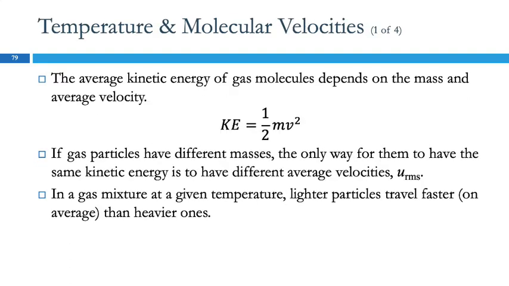So let's talk about the relationship between the temperature of a gas and the molecular velocity. This is a general equation for kinetic energy. Kinetic energy is 1/2 the mass of the object times the velocity squared. So the kinetic energy of a gas molecule depends on its mass and on the average velocity. If we have particles with different masses, the only way they can have the same kinetic energy is if their velocities are different. So lighter particles will travel faster and heavier particles will travel slower.